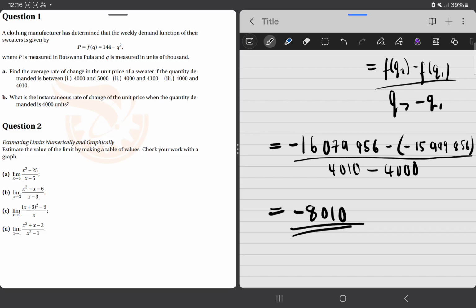How easy is it? Now we'll go to part B, which is instantaneous, and we see how we can get it again.